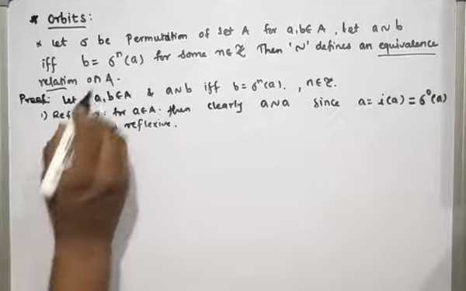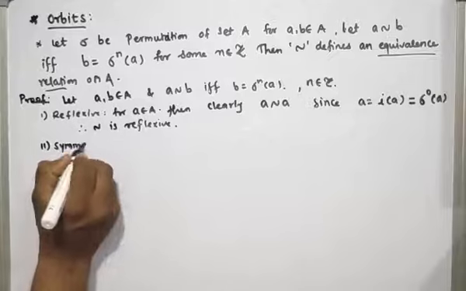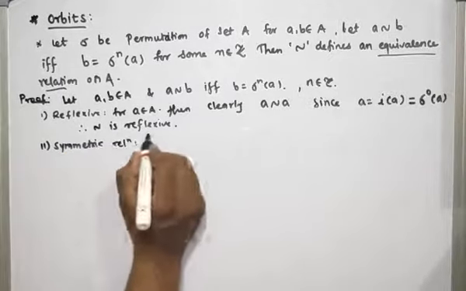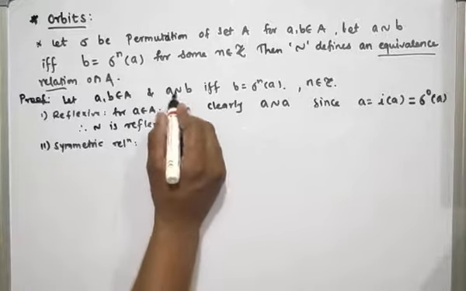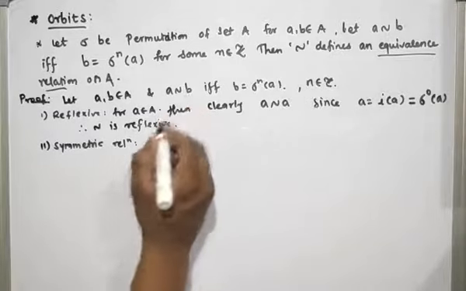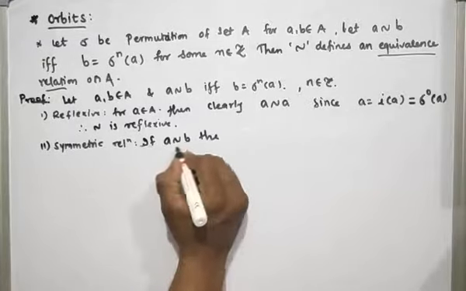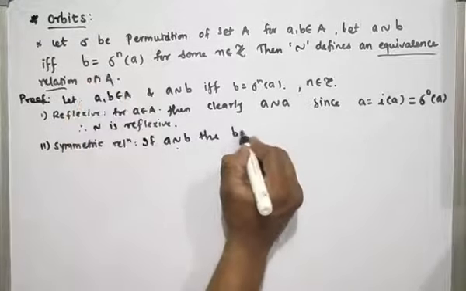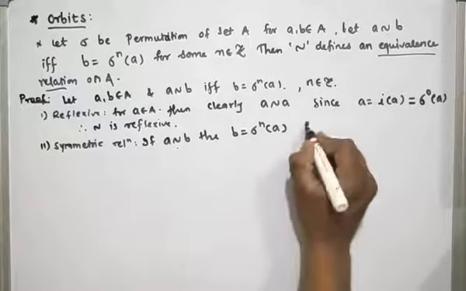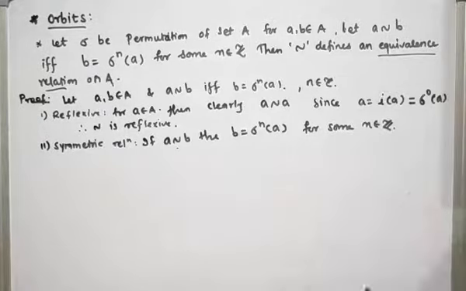Now next, the second condition, symmetric. For a symmetric relation, we want: if we have A equivalent to B, then show that B is equivalent to A. So if A is equivalent to B, what does that mean? B is sigma raised to n of A, for some n belonging to the set of integers.